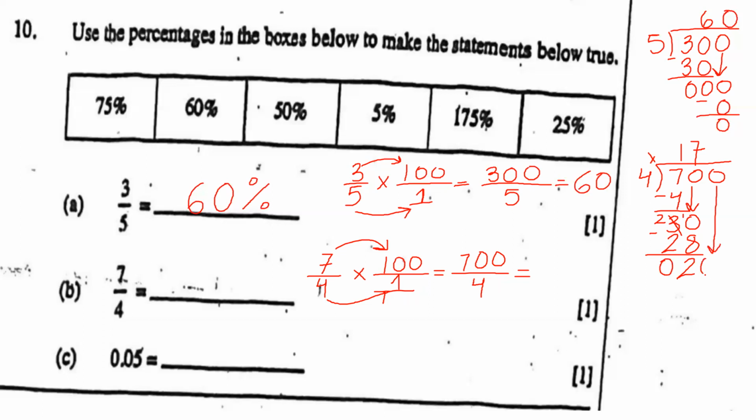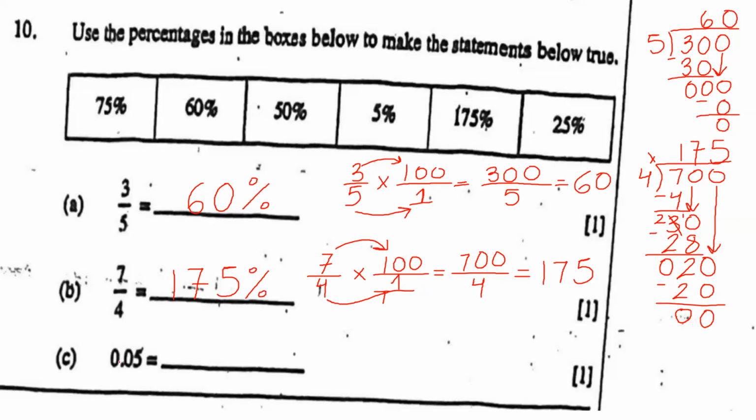So we ask ourselves, how many times does 4 go into 20? 4 goes into 20 exactly 5 times. And so that means we have 4 times 5, which is 20. We subtract them. 0 minus 0 is 0. And 2 minus 2 is 0. So the answer is what? 175. Again, this is 175%. And so that's how we get that 175%, just by multiplying that fraction by 100.